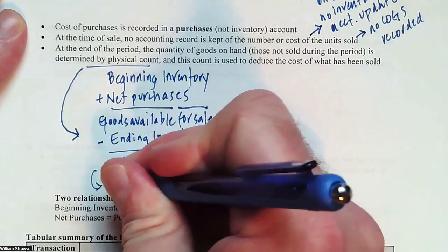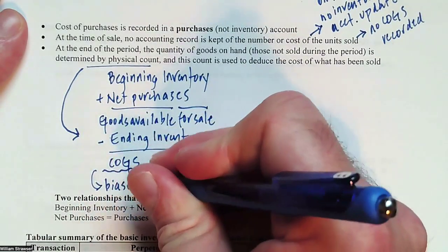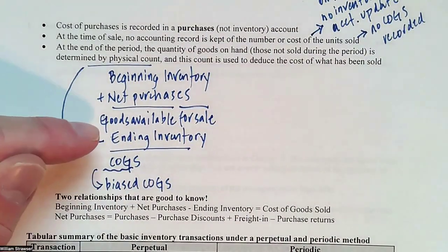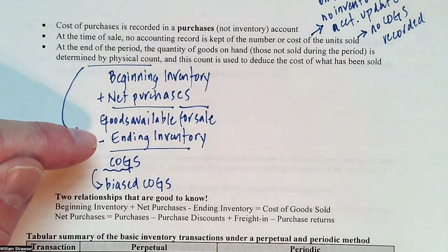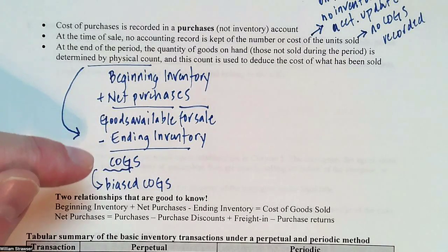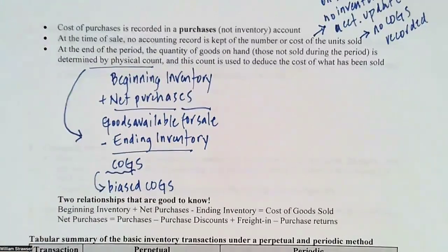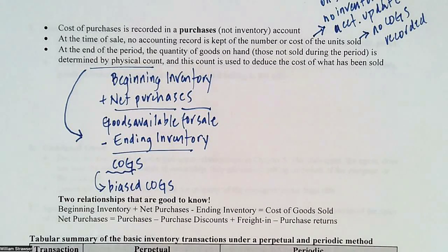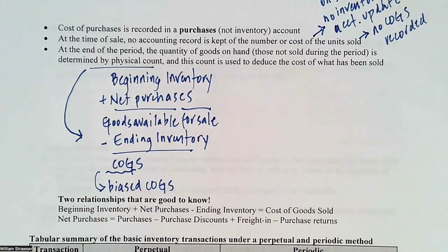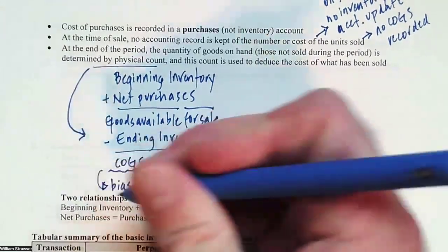And it's biased because you can't assume that just the value of what you ended up with, subtracted from the value of everything you had available, is definitely sold, right? Theft, spoilage, waste, all of that can give rise to mistakenly recorded cost of goods sold under the periodic method. So remember, this is really a periodic method item.